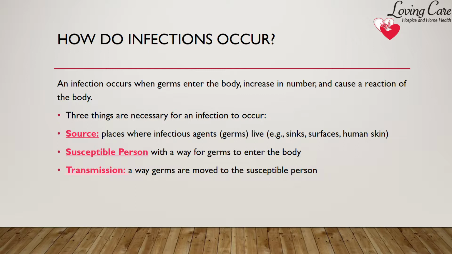The third thing necessary for an infection to occur is transmission. This is the way that the germs are moved from where the germs are to the susceptible person. Germs don't move themselves. Germs depend on people, the environment, and/or medical equipment to move in healthcare settings. There are a few general ways that germs travel in healthcare settings: through contact, such as touching, through sprays and splashes, through inhalation, and through sharps injuries.